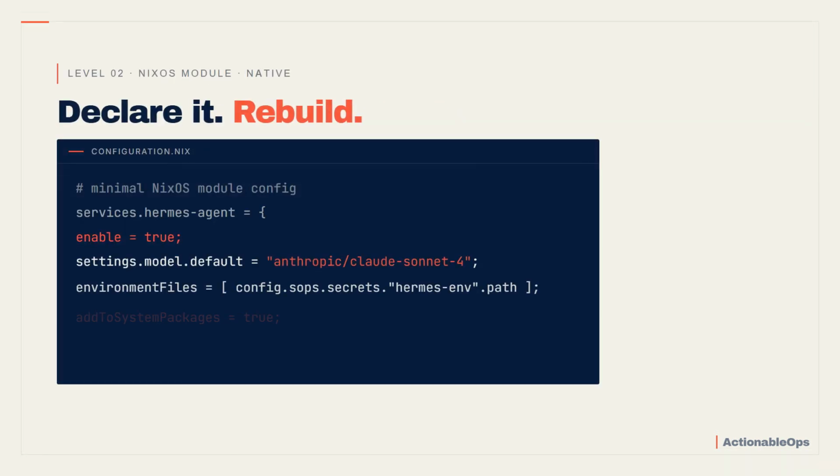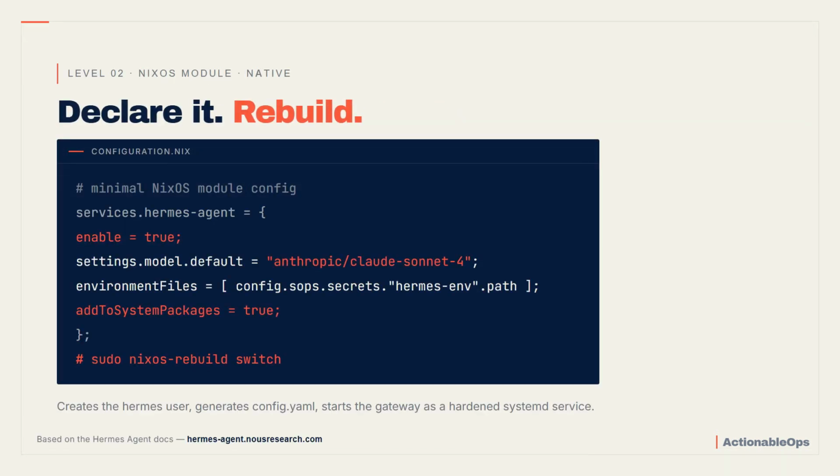Level 2 is the NixOS module. In your configuration.nix, set services.hermes-agent.enable to true, point environmentFiles at your SOPS or Agenix secret, and that is the minimum. Run nixos-rebuild switch. NixOS creates the Hermes user, generates config.yaml from your Nix attributes, wires up secrets, and starts the gateway as a hardened systemd service.